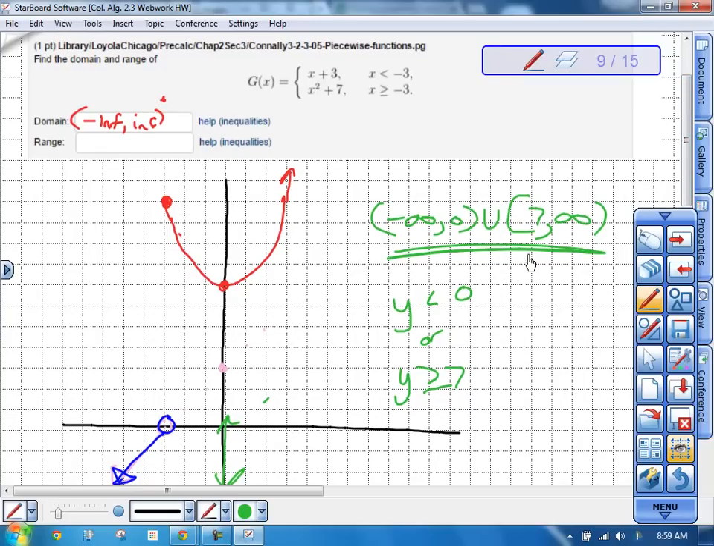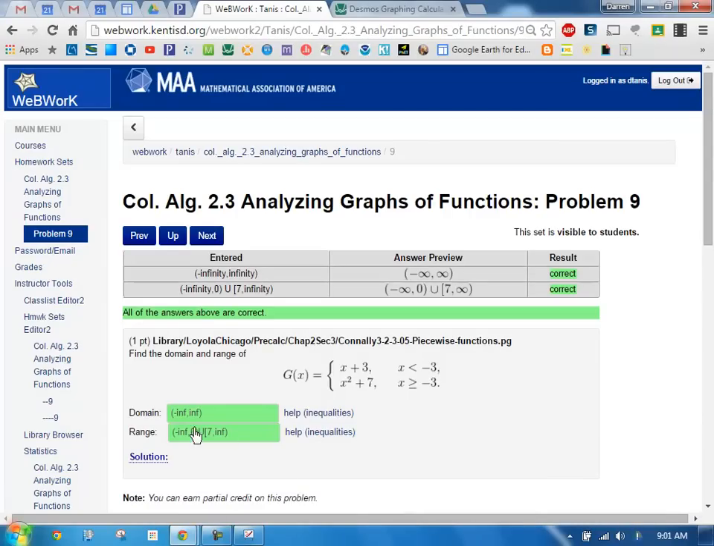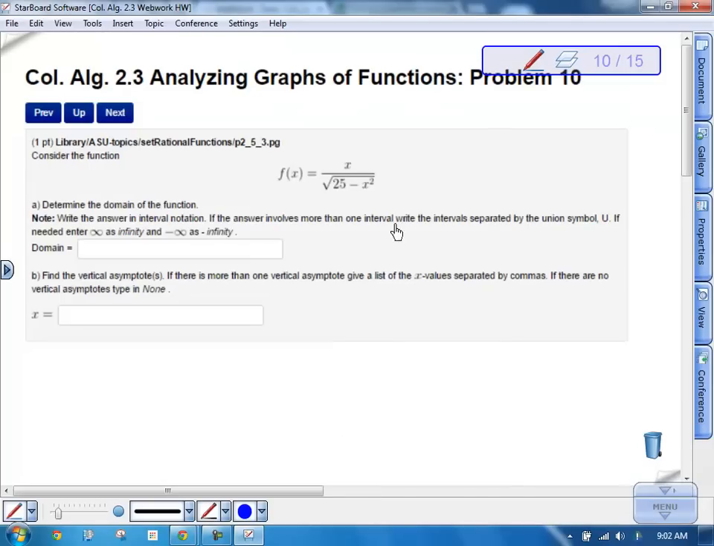for this. And I'm not sure if they want interval notation or if they want inequality, so you might have to try both of those, but one of those should work. Yeah, they wanted me to enter it in interval notation, so that worked fine. All right, next problem 10 wants us to find the domain of this function.